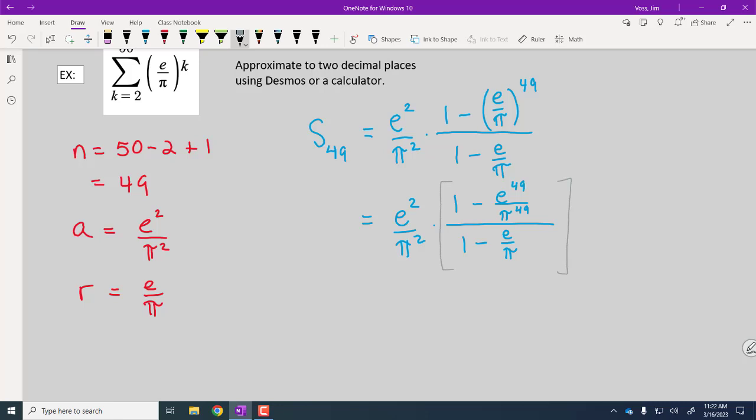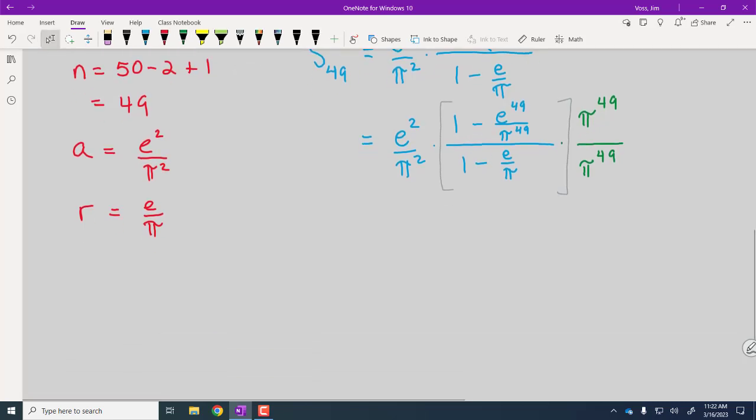Pi to the 49 over pi to the 49. If we multiply by 1, and we multiply by the right form of 1, that will clear out those fractions. So if we needed, for whatever reason, to get an exact answer, not an approximate answer, we're going to multiply by that form of 1. We'll leave this stuff out in front for a moment until we get to the point where we can simplify everything.